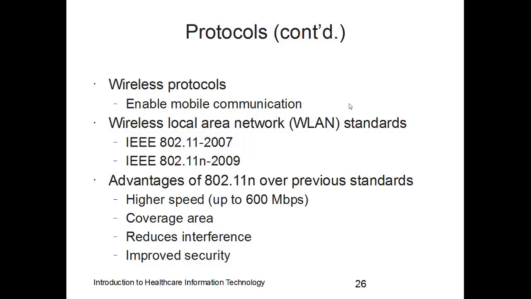You also have wireless protocols. These will enable mobile communication. The standard that's used for the wireless local area network, or WLAN, is called IEEE 802.11, and the more advanced form of this protocol is IEEE 802.11n. And there are some advantages that the 802.11n has over the previous version. It transmits at a much higher speed. It offers a wider coverage area. It reduces interference, which also helps to improve security of that data being transmitted.